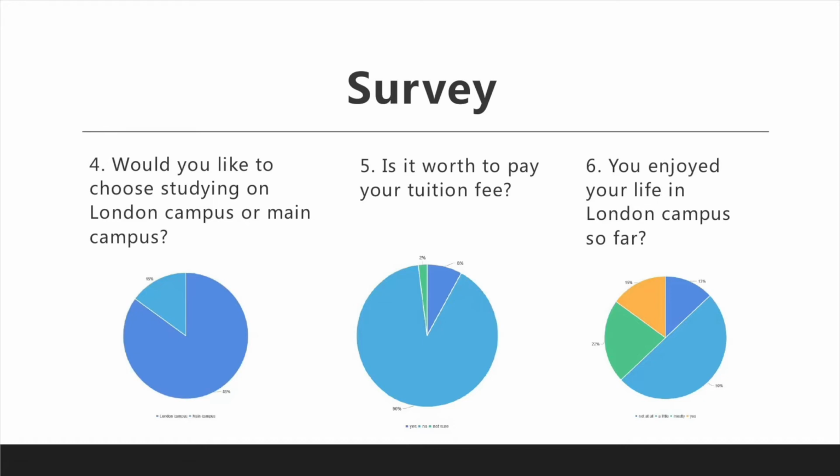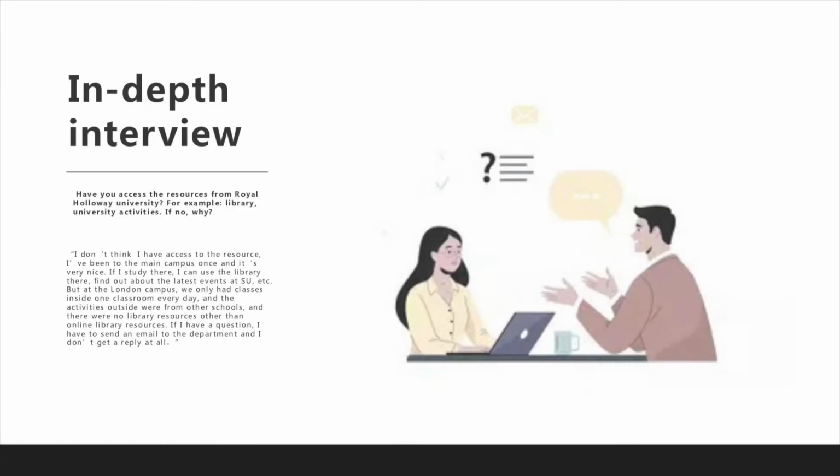So, most of the answers I got from the survey were that students were not satisfied with school life and did not enjoy the resources of the university. So, to go deeper into the question, I chose an in-depth interview. So question one is: have you accessed the resources from Royal Holloway University, for example, library, university activities? If no, why?